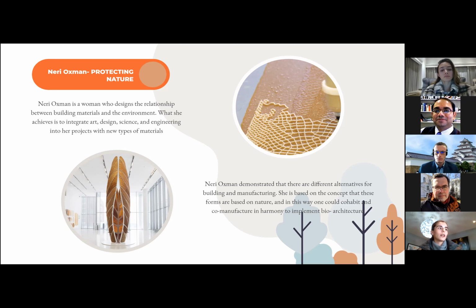Neri Oxman carried out a project called Aguahoja in New York, for which she designed a biocompatible structure made of natural materials. Its objective is to search and find materials that replace plastic or any other material that is harmful to the environment. Neri Oxman demonstrated that there are different alternatives for building and manufacturing. She's based on the concept that these forms are based on nature, and this way one could cohabit and co-manufacture in harmony.